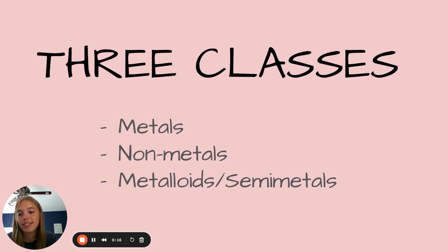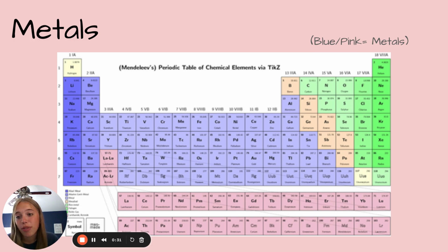So there are three classes: the metals, nonmetals, and metalloids/semimetals. I'm going to refer to the metalloids and semimetals as one or the other. They're synonymous. So if you hear me talking about one of them, I'm talking about both, just so you know. So I'm going to start off with metals.